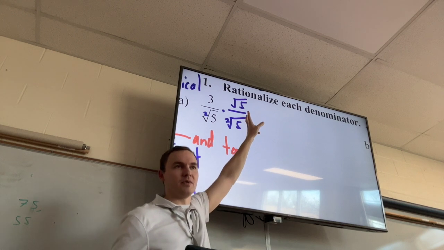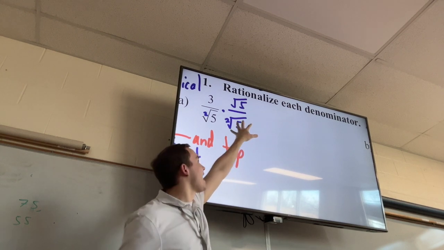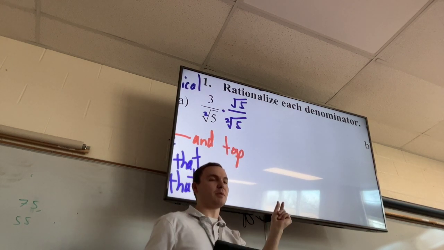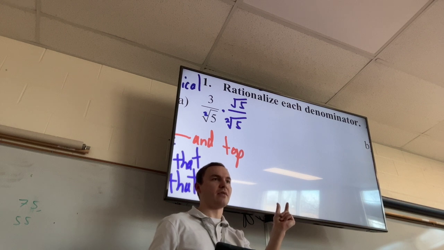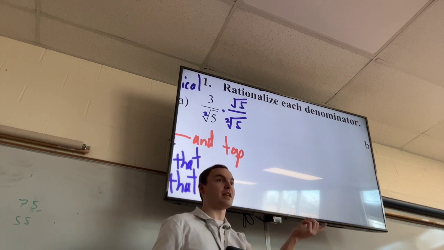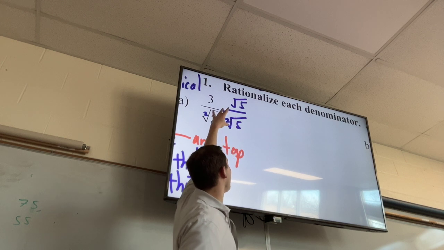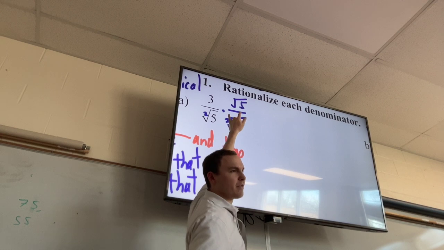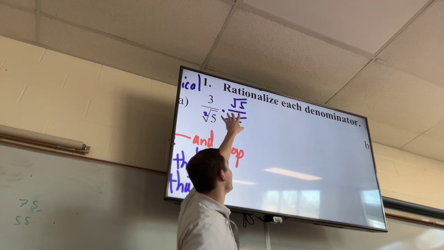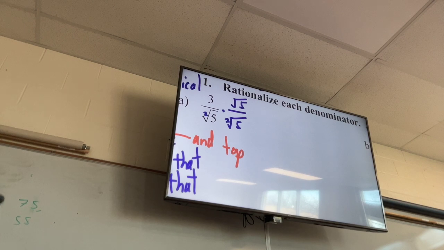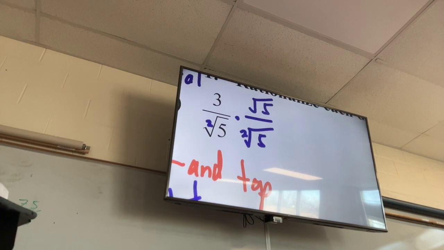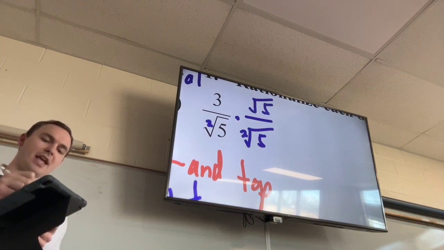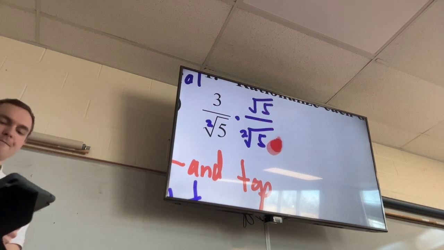Why is that? Anyone know? In algebra, you're not just allowed to suddenly multiply by root 5. You can always multiply something by what without changing its value? 1. You can always multiply a number by 1 without changing its value. We're multiplying by something over itself. What's a number divided by itself? It's always equal to 1. So root 5 times root 5, we're multiplying by 1. That's why you have to multiply both the top and the bottom, okay?